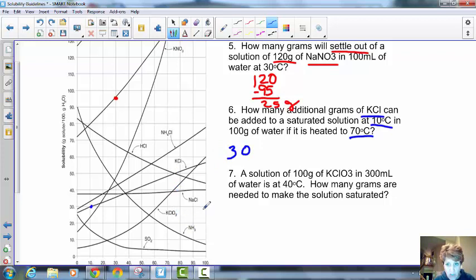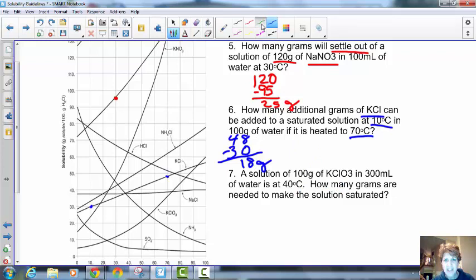And at 70 is what the question's asking me. At 70, it can hold about 48. So 48 minus 30, I can add 18 grams more of potassium chloride as I change the temperature from 10 degrees to 70 degrees. All right, last one.